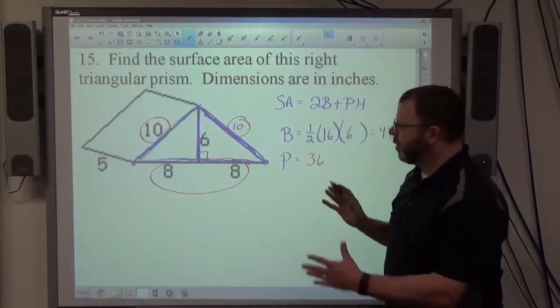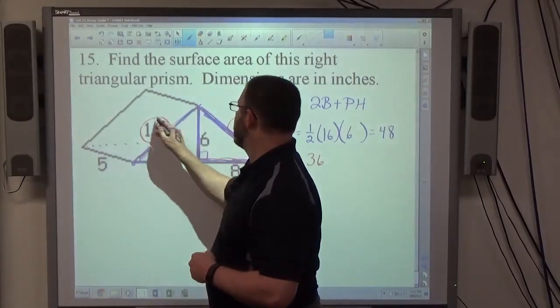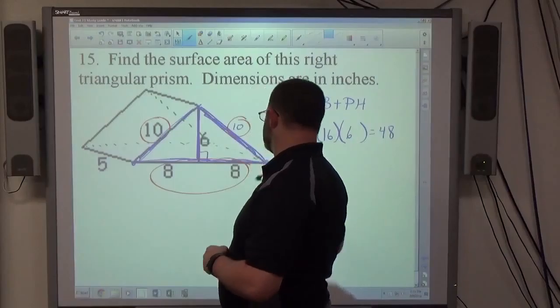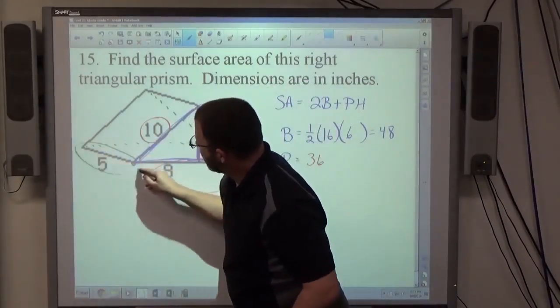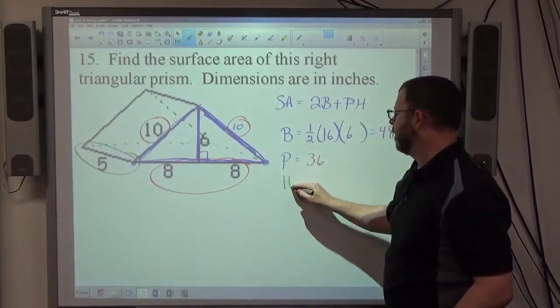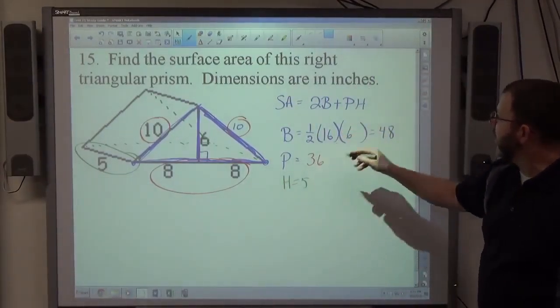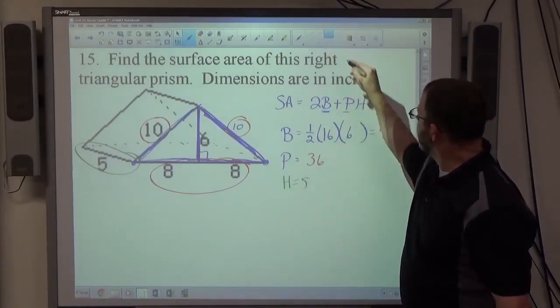And then the height, if you can visualize that there's this triangle back here, doing sort of like that, the height is how far apart those bases are. That'd be this measure here, so the height of this whole thing is 5. So I got the area of the base, the perimeter of the base, the height, and the area of the base goes there, the perimeter goes there, the height goes there.